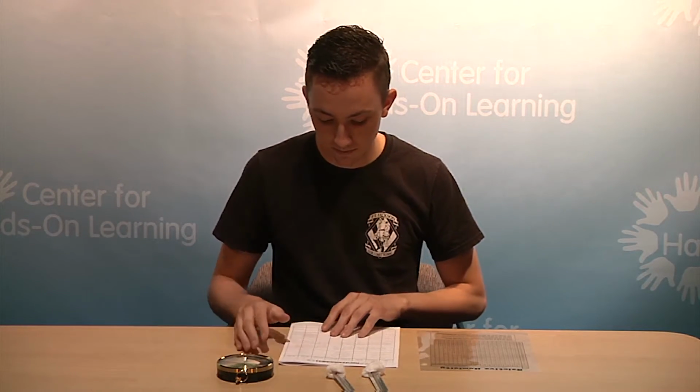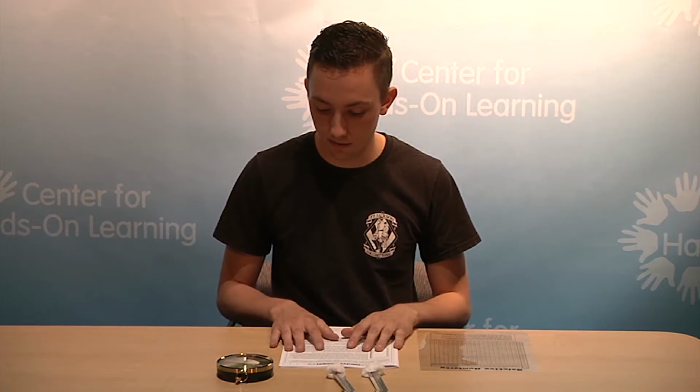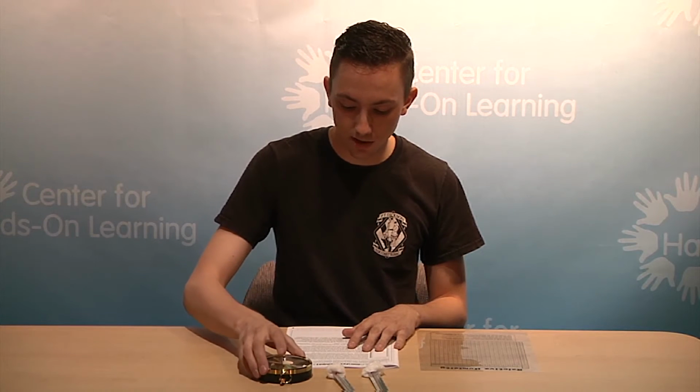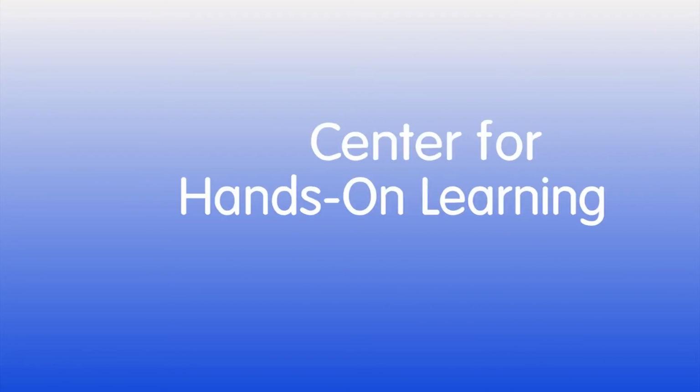Students, to use the barometer, should go back every hour to check and record the change, and there's a chart included for students to do so. It's important to check every hour so that you can get an accurate reading of the air pressure.